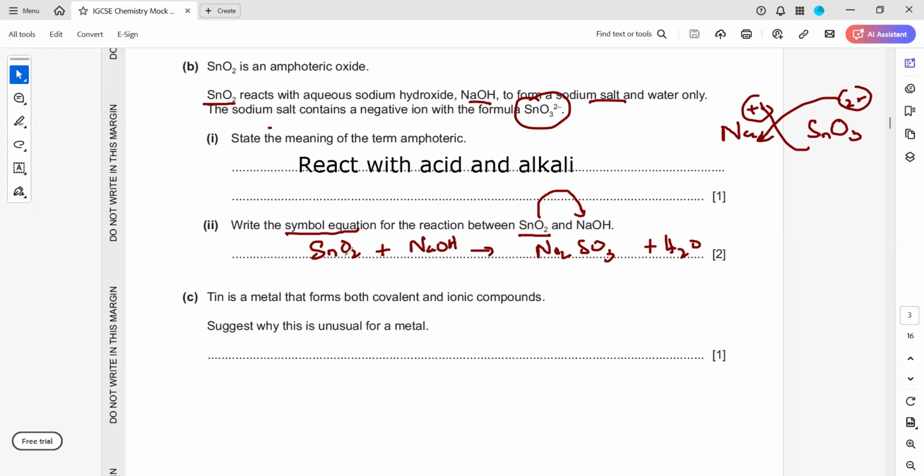How many oxygens do you have? If I put oxygen, 3 plus 1, 4. So if I put 2, oxygen is balanced. Hydrogen 2, hydrogen is balanced. Sn is also correct. Everything is balanced. Rest of them are all balanced. So this is a balanced equation.